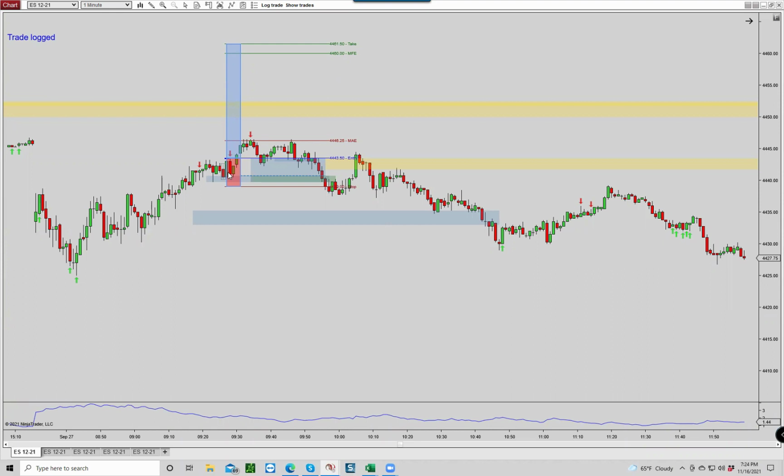Now, it's 1 to 4, Chris. Yep. So I'm going to risk 1 to make 4. That's what I put in here. And there was no magic sauce behind it. I just picked it. I don't like to go below. I definitely don't go below 3, but I don't like to go below 4.